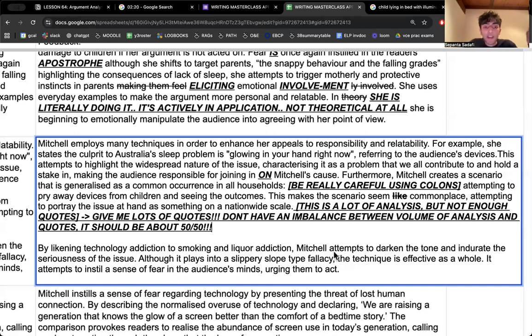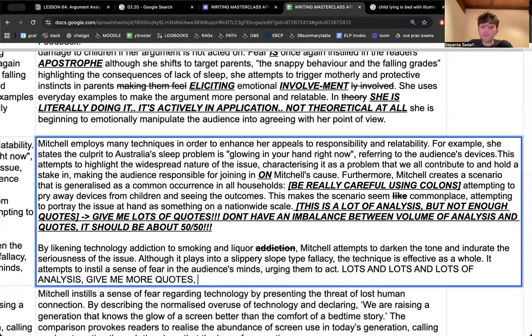By likening tech addiction to smoking and liquor, and don't repeat addiction. Do not repeat words in the same sentence twice. Mitchell attempts to darken the tone, indurate the seriousness, plays into slippery slope. The technique is effective. Again, lots and lots and lots of analysis.